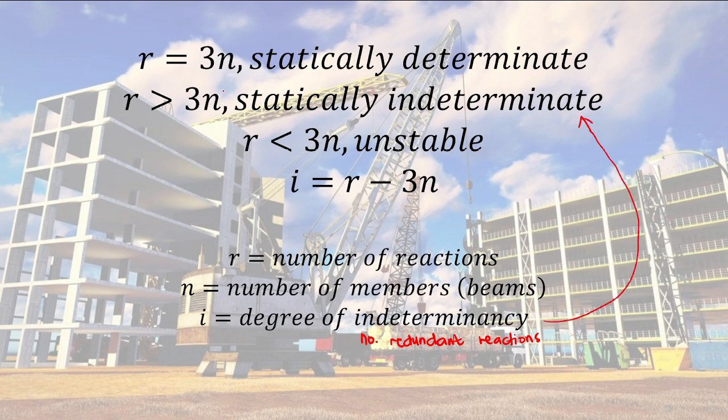Now, pag yung R and 3N nyo are equal, you can say that your structure is statically determinate. If it is greater than, therefore it is statically indeterminate. Now, if it is less than, so therefore it is unstable. Yung I natin, you just have to subtract R and 3N. So, later on, pag may examples, mas maintindihan nyo siya.